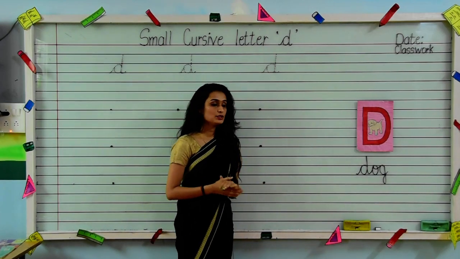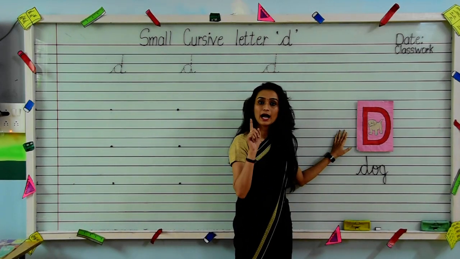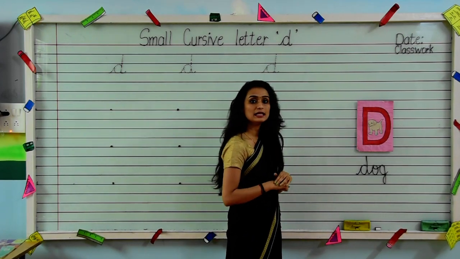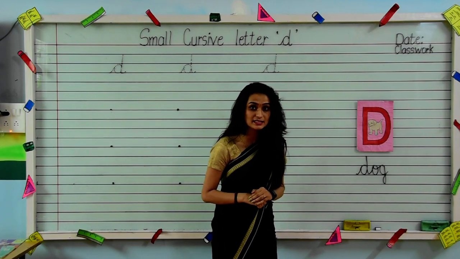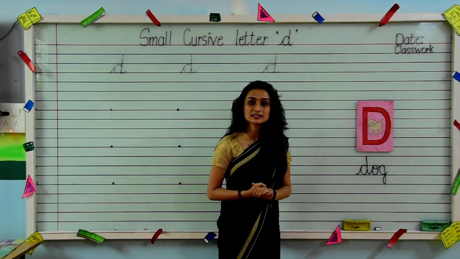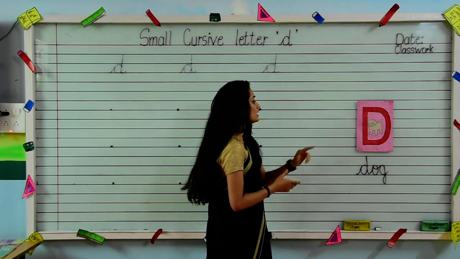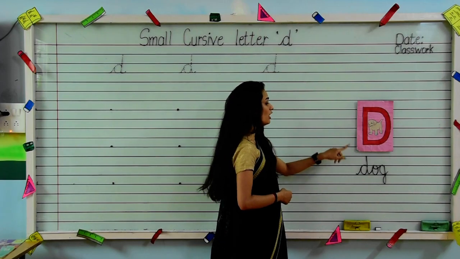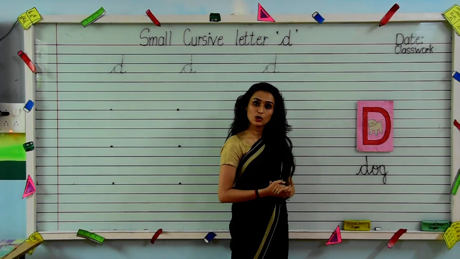So kids, as you can see on this board, I have pasted one flashcard. Which is this letter, kids? Yes, this is D. And D for dog. D for dog. Okay kids?